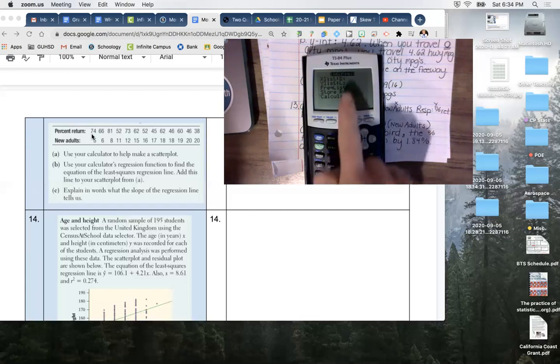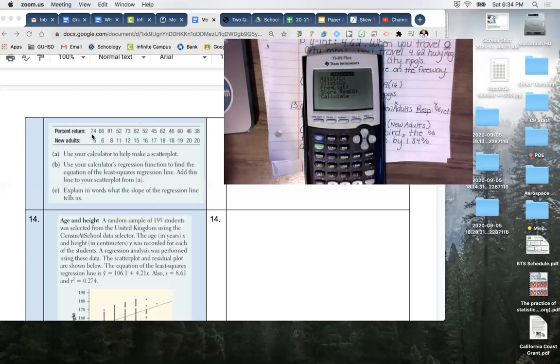We make sure that it says list 1 and then list 2, which is what I wanted to say. And I'm going to hit calculate. There is my least squares regression line. I have 84.45 minus, I have a negative slope here, 1.84. What that means here is that the slope is going down.